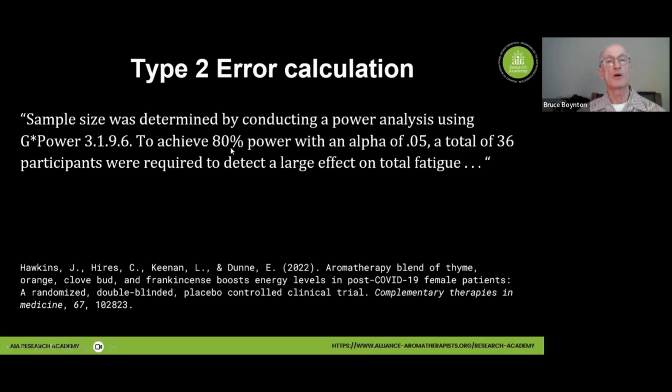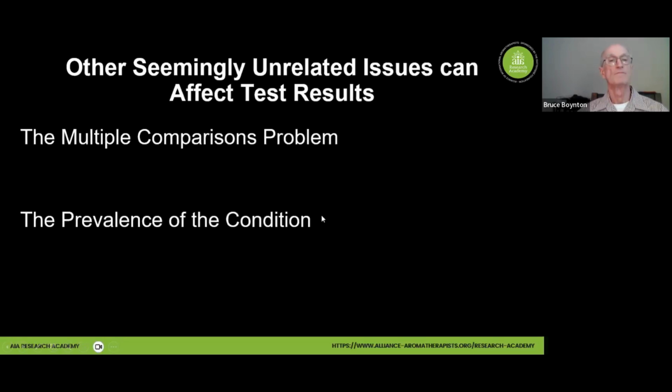Okay, so she also brings in alpha, which is the risk of making a type 1 error, of 0.05. So to get an 80% power to detect the difference that she's interested in with an alpha of 0.05, she's going to need 36 participants required to detect a large effect on total fatigue. So these kinds of analyses are definitely out there in aromatherapy articles.